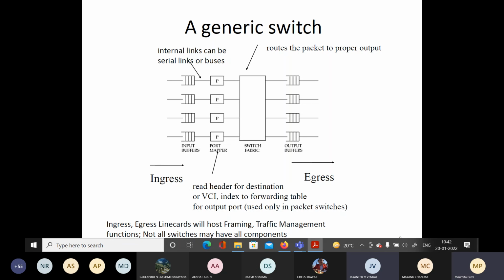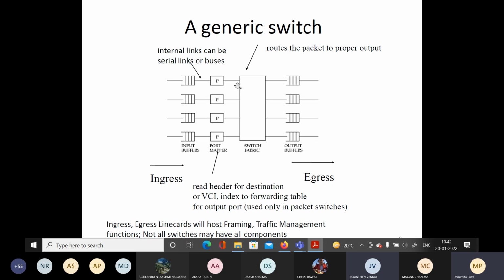Now this is how a generic switch looks. You have the input buffers, and these are the port mappers. Here, with the help of the information from the routing and forwarding tables, you get to know which output port buffer a packet that has arrived has to go to. This is the task of the port mapper. Ingress is the incoming of packets, and egress is the outgoing of packets from this switch fabric.